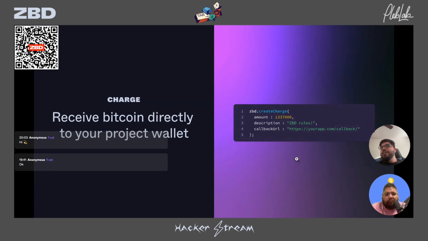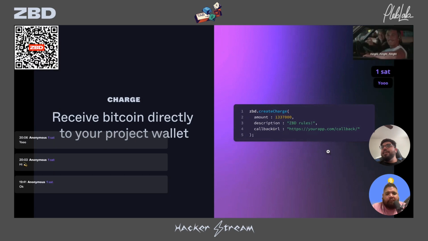So really, you're just instantiating a ZBD object. Then from there, you can use some of the methods part of that object, and everything is in millisats. So you can see the amount here is 1337. You can pass in a description and a callback URL. That way, if this charge is paid, you can get a status update and know whether it's paid, if it failed, or it expired, as an example.